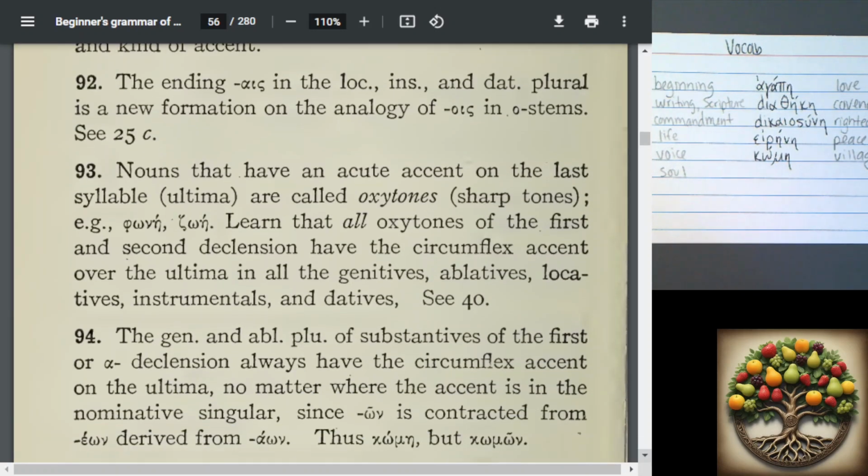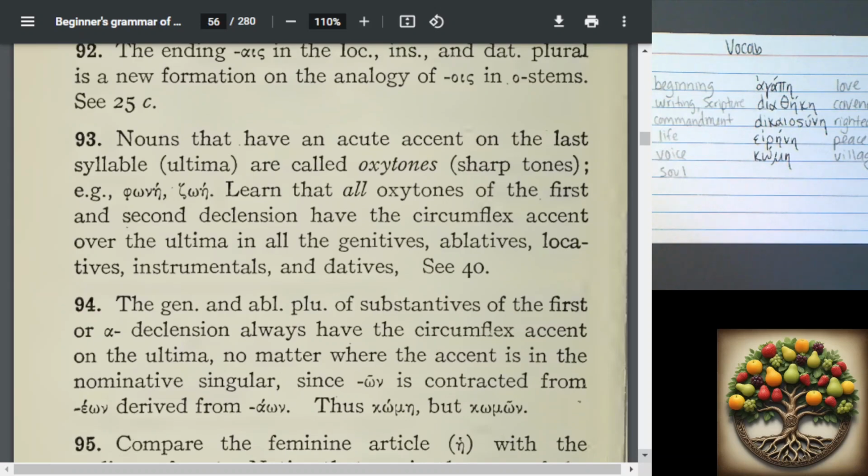When we have that accent on the last syllable, on the ultima, and the example we have is phone, and we also have another example of zoe, these are called oxytones, and they are always going to have the circumflex accent on the oblique cases, which is the genitive, ablative, locative, instrumental, and dative case.